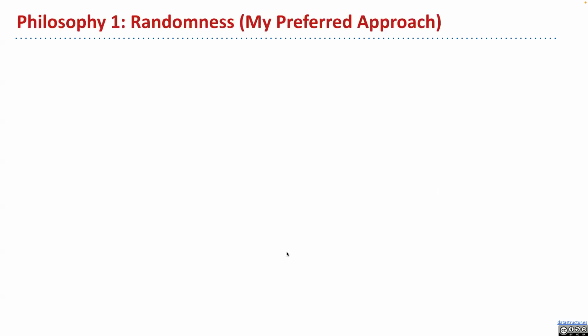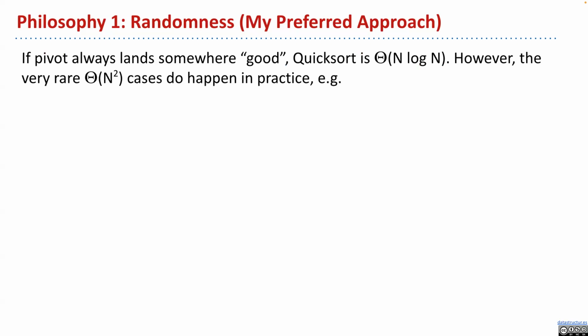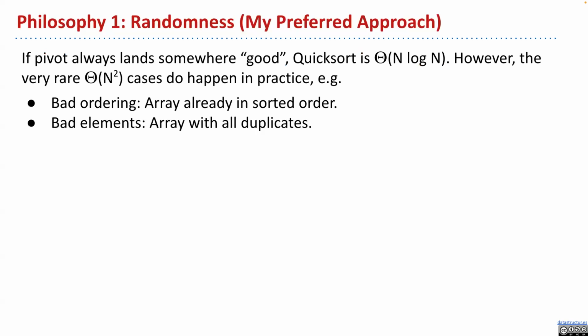Okay. So randomness among those philosophies is my preferred approach. And that's the way that in my opinion, the best quicksort should be done. That's just my gut feeling. Okay. So the idea here is that if the pivot always lands somewhere good, quicksort's n log n. And there are bad situations like the one we mentioned, things are already in order.